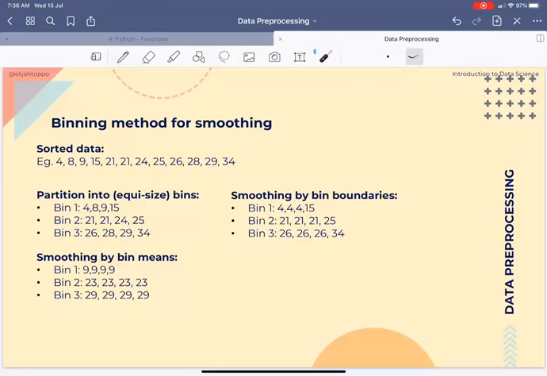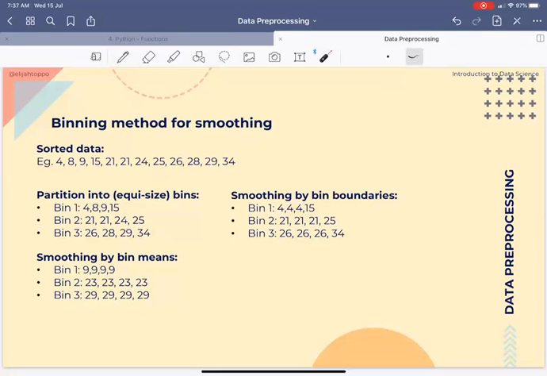That means I will take the mean out of the bin, find out which is the closest value, and replace all elements with that value. So instead of 4, 8, 9, I'll replace everything with 9, 9, 9, 9. Instead of 21, 21, 24, 25, I replace that with 23, 23, 23, 23. So I replace the data with the mean of the data. And that is one option that we do to deal with noise in the data.